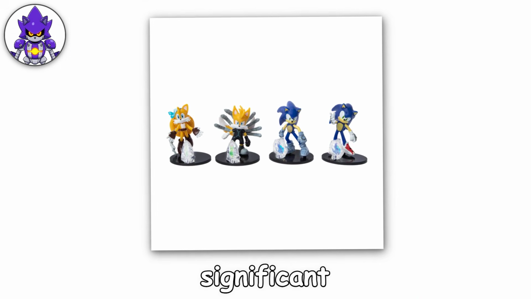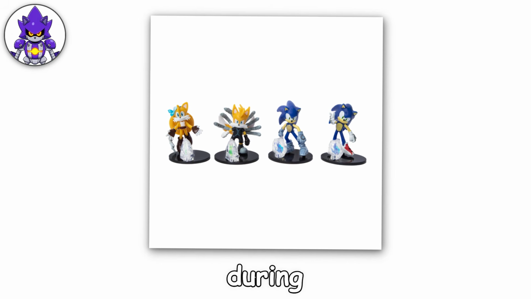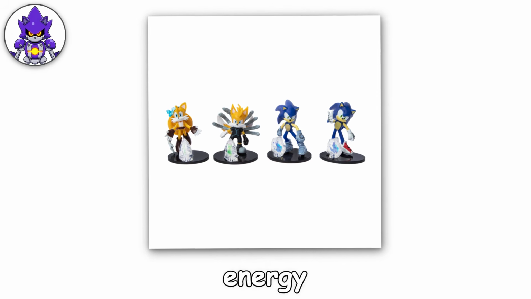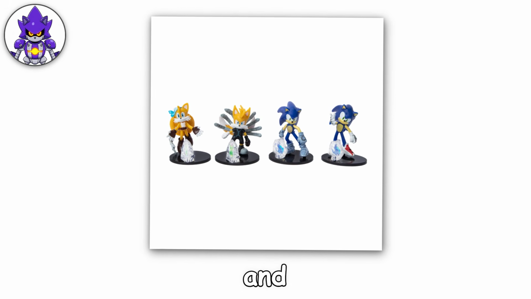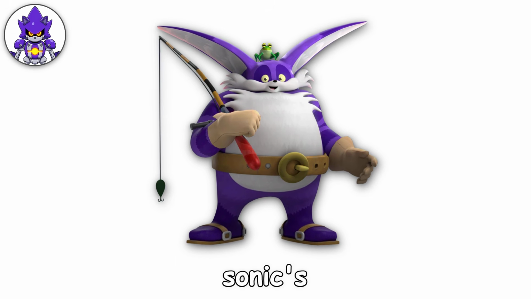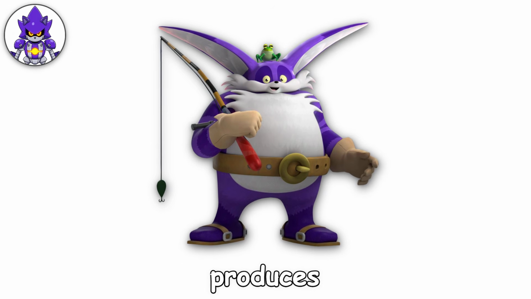Mecha Sonic's most significant gameplay moment is his absorption of the Master Emerald's power during the Knuckles campaign, a sequence where the robot taps into the same energy source that sustains Angel Island and transforms into a super form whose golden glow mirrors Supersonic's, but whose aggression exceeds anything the heroic transformation produces.